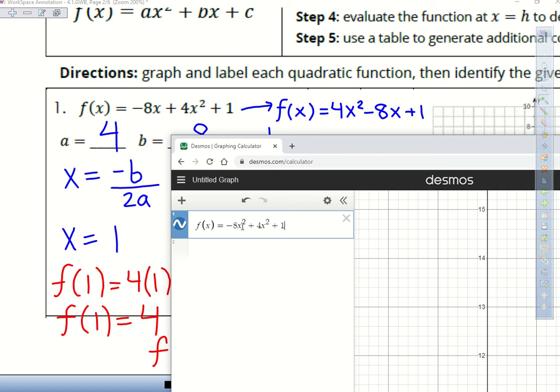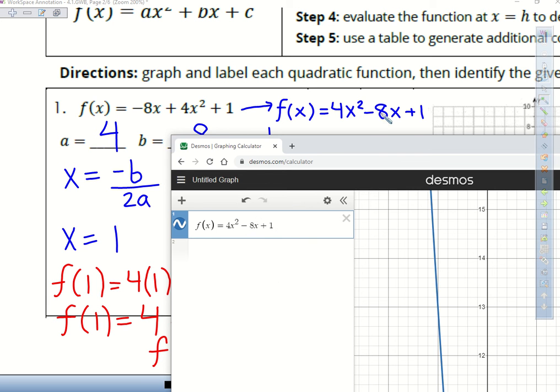Equal to 8x squared. Oh, I see. You're right. I forgot to put the one that I rearranged. There we go. Got to take out the square on that, yeah.